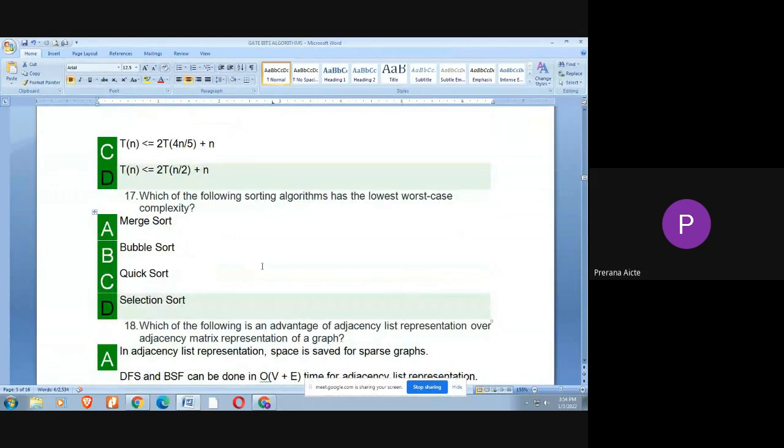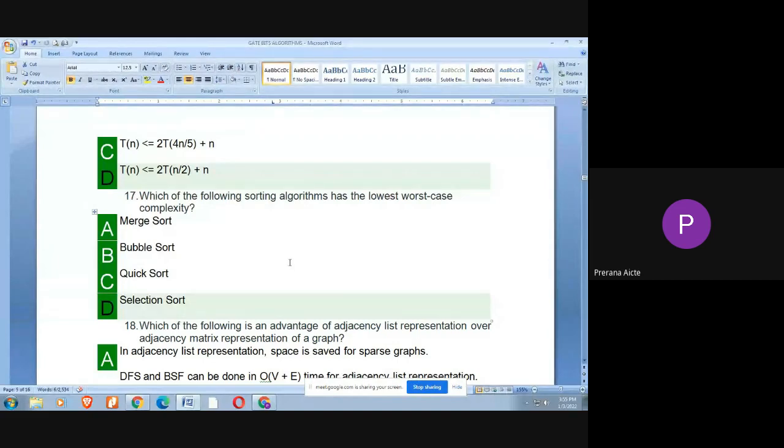Which of the following sorting algorithms has the lowest worst case complexity? Lowest worst case complexity. So for merge sort, the worst case complexity is order of n log n, where we divide the list into two sublists, and then again we take the left sublist, find the mid element and divide it. So 2 into T of n by 2 plus n.